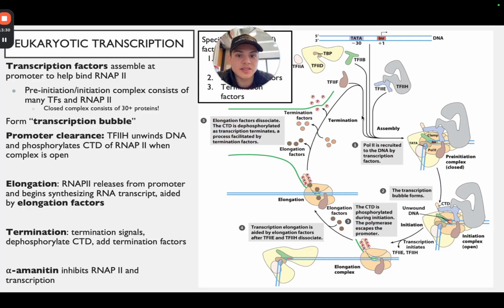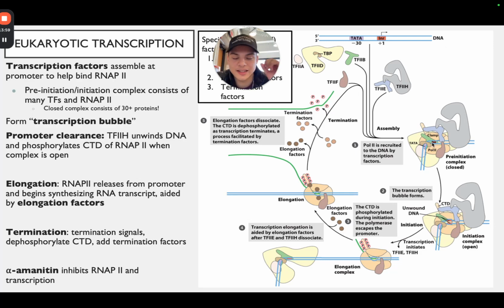RNA polymerase II, we're trying to make mRNA, remember that. So we need to have a pre-initiation complex that consists of many transcription factors, so like these TFs. And the main ones that you really need to know are TFIIH and TFIIE. These are the main two that you need to know, but the other ones also contribute as well. And so this is going to be a closed complex. It consists of 30 plus proteins. You don't need to know all of them, just these two general ones. And it forms a transcription bubble.